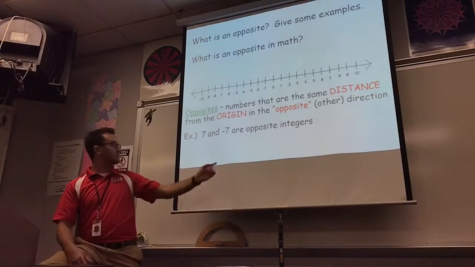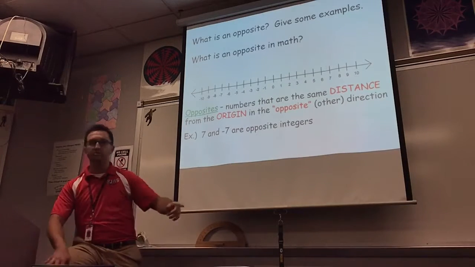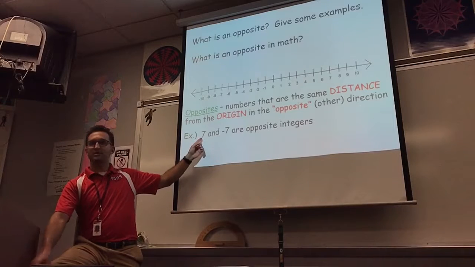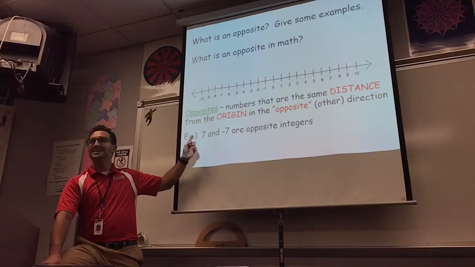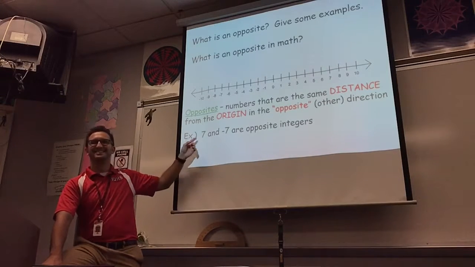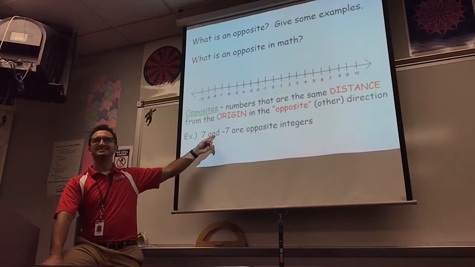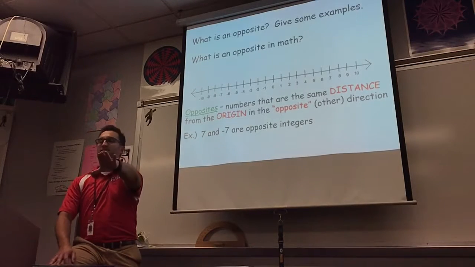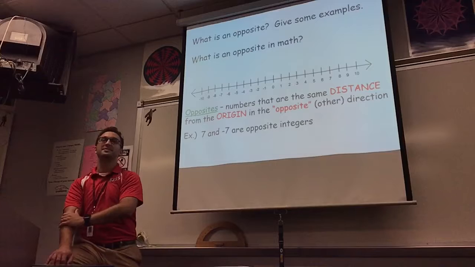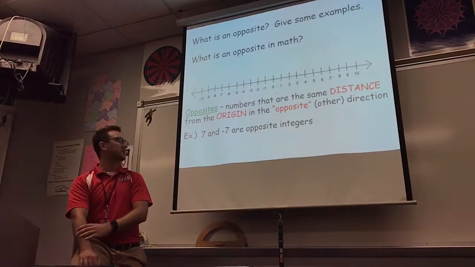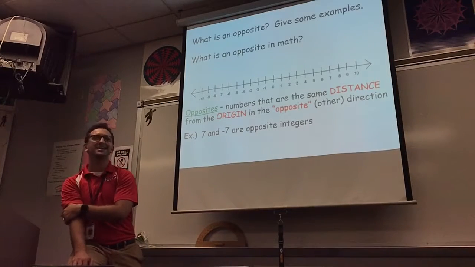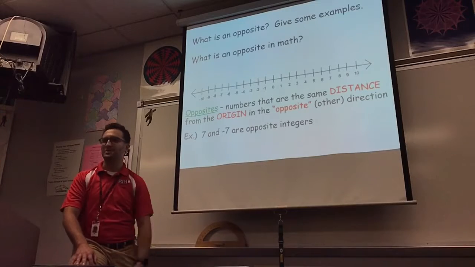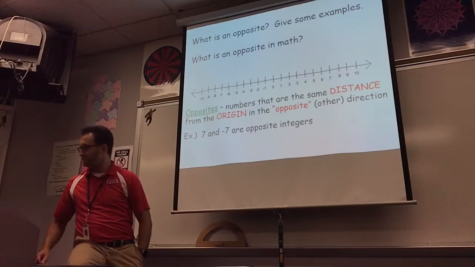Okay. So what does this say? Again, what does that say, Sloan? Positive 7 and negative 7. London, your name is not Sloan. Your name is London. Sloan, one more time. Positive 7 and negative 7 are opposite integers. Awesome.